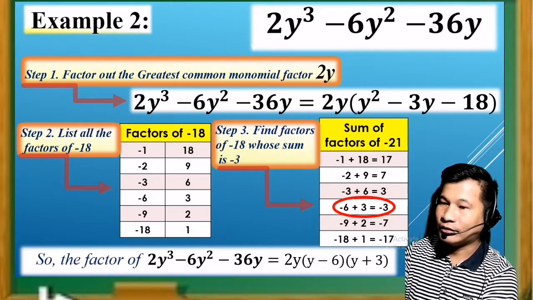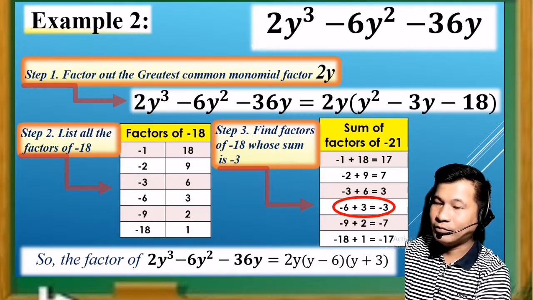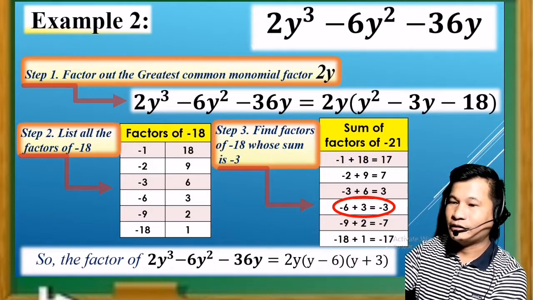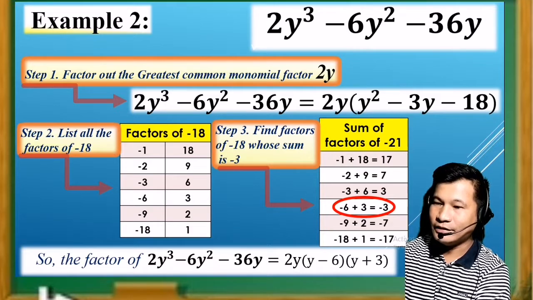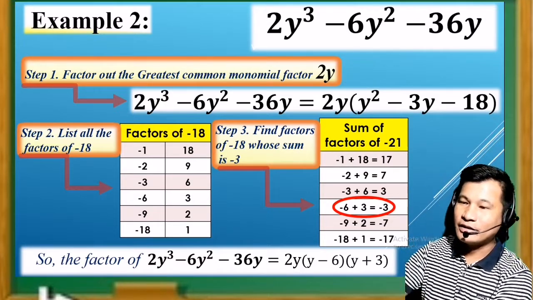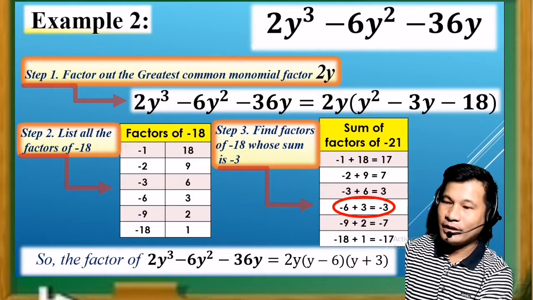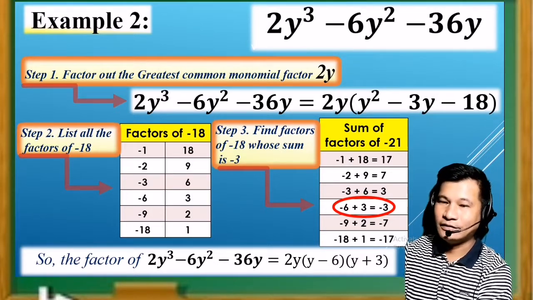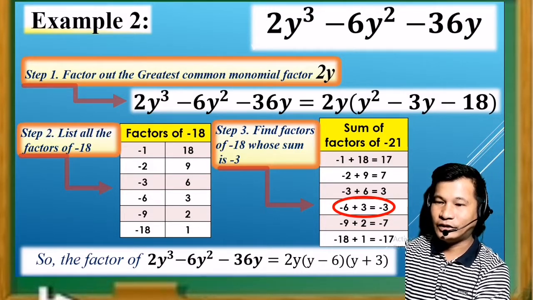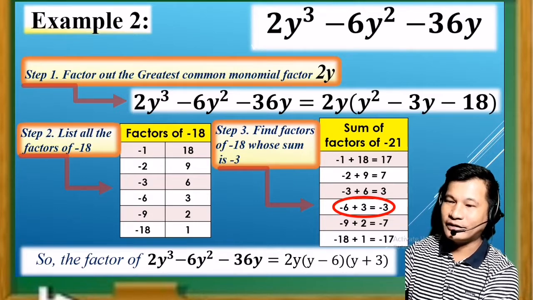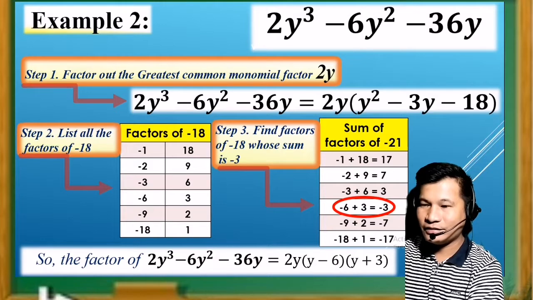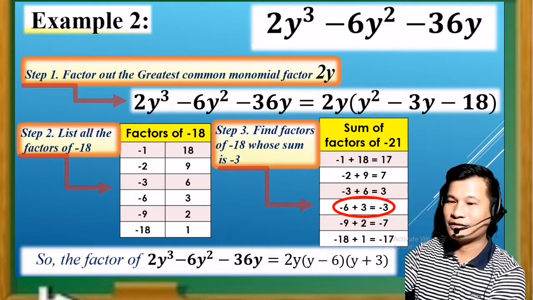So here are the sums of the factors of negative 18. We have negative 1 plus 18 equals 17, negative 2 plus 9 equals 7, negative 3 plus 6 equals positive 3, negative 6 plus 3 equals negative 3, negative 9 plus 2 equals negative 7, and negative 18 plus 1 equals negative 17. So, the factor of 2y cubed minus 6y squared minus 36y equals 2y times the quantity y minus 6 times the quantity y plus 3.